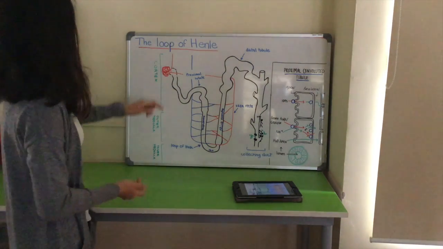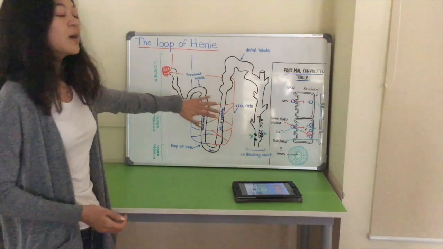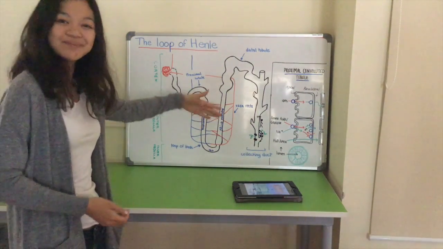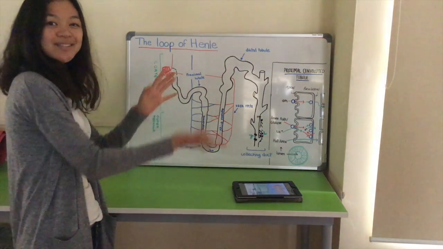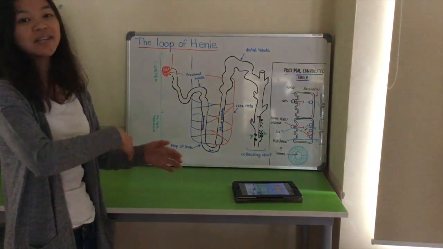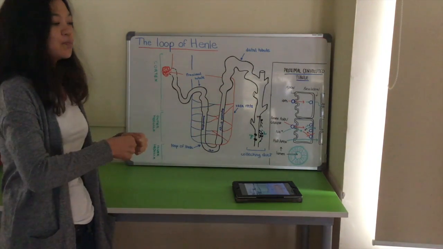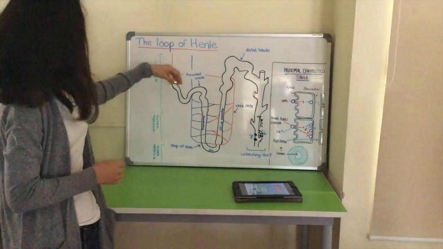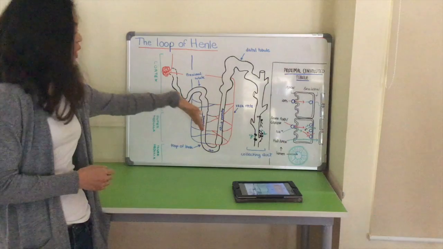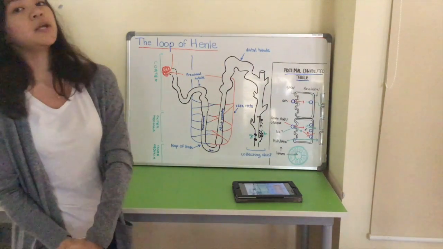Right, so first let me talk about the thick ascending loop of Henle, because this is where the concentration gradient is initially created, and this concentration gradient will eventually allow the descending loop of Henle to allow osmosis, so water movement from inside, from the filtrate to outside, and so the reabsorption of water into our body.